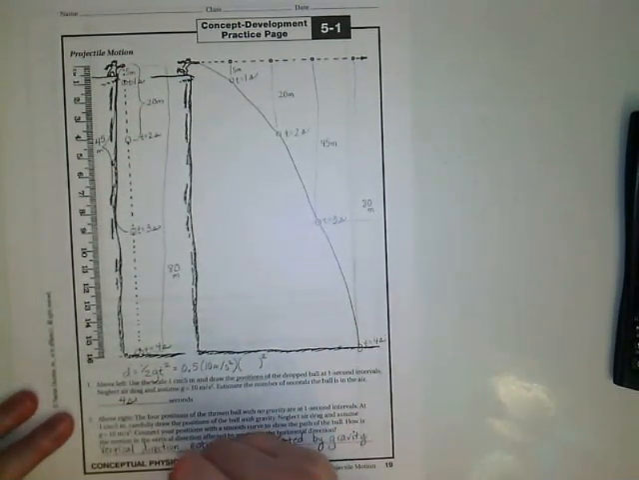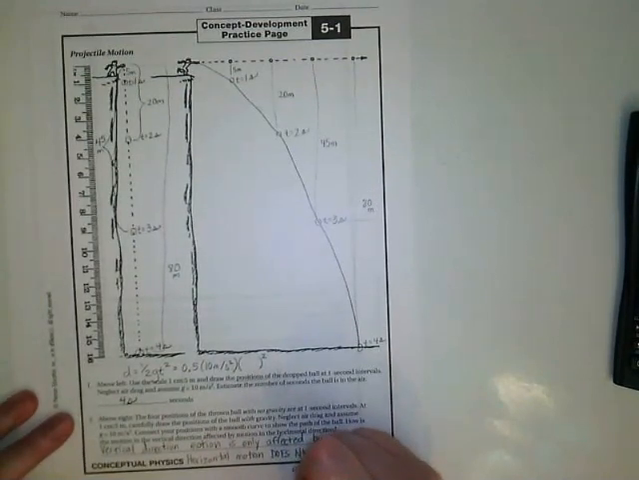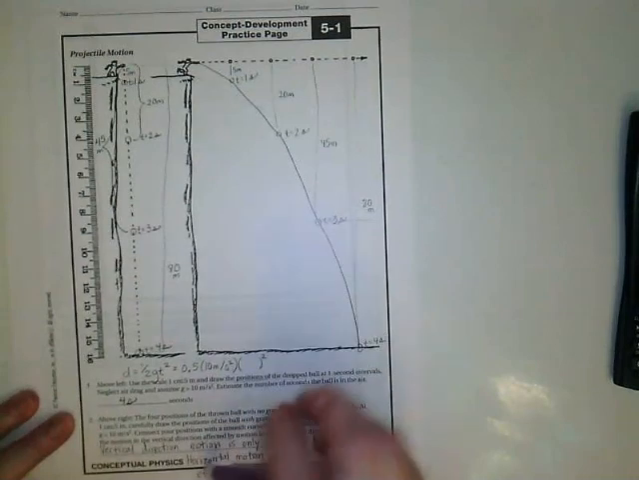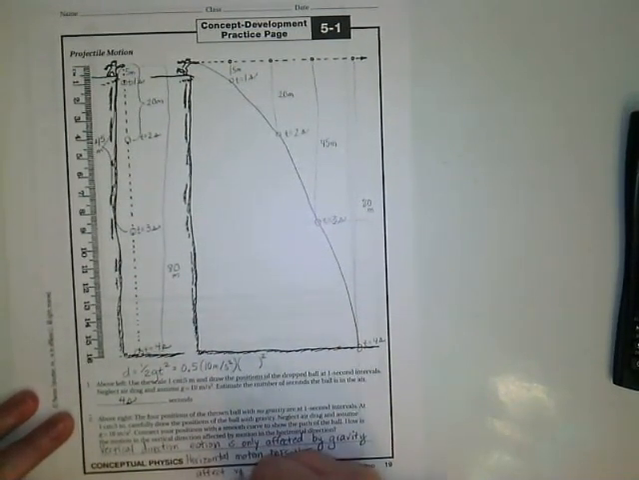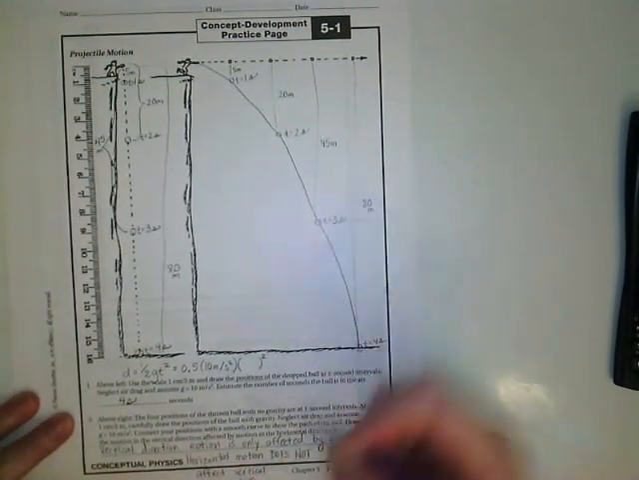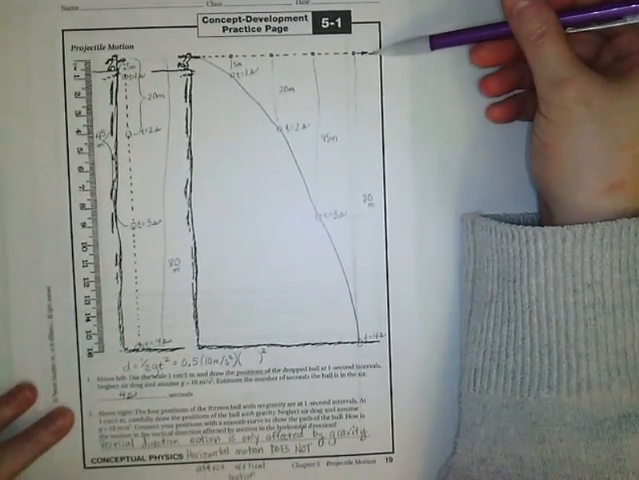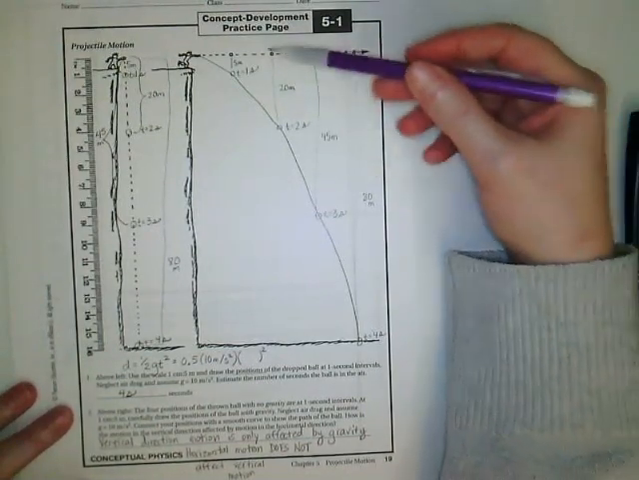So horizontal motion does not affect, it should be an A instead of an E, vertical motion. When we compare it to that ideal law of inertia line, okay, it falls the same distance.